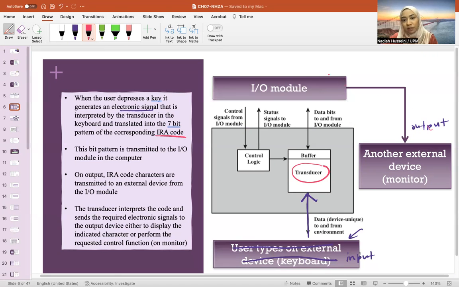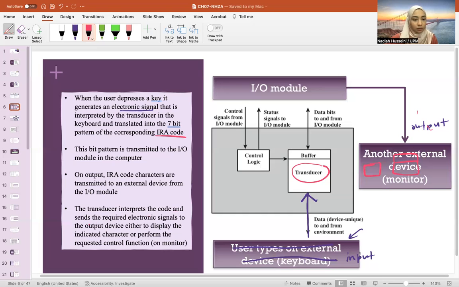So for the monitor, you have your output going on and it is transmitted from the I/O module to the peripheral device. The transducer interprets the code. Of course, you also have a transducer over here and a buffer and also a control logic similar to the keyboard over here. So it is exactly the same, only the difference would be the data to and from the environment, whether it's going to be bidirectional, it's going in or going out.